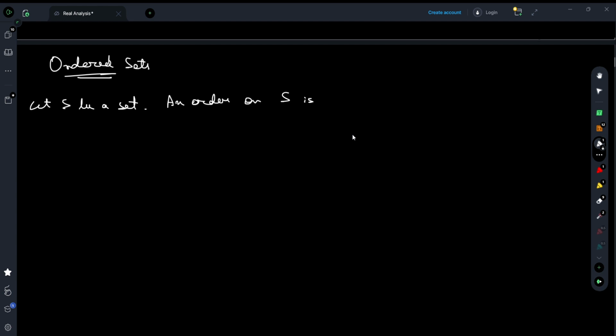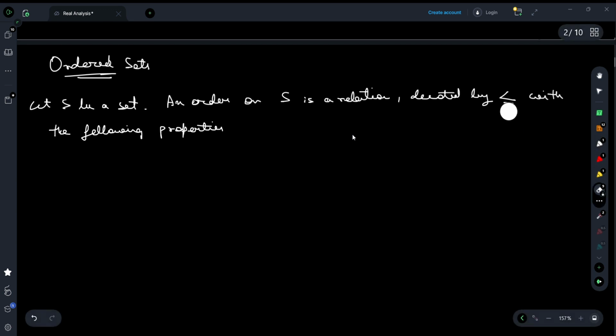An order on S is a relation denoted by this symbol with the following properties.